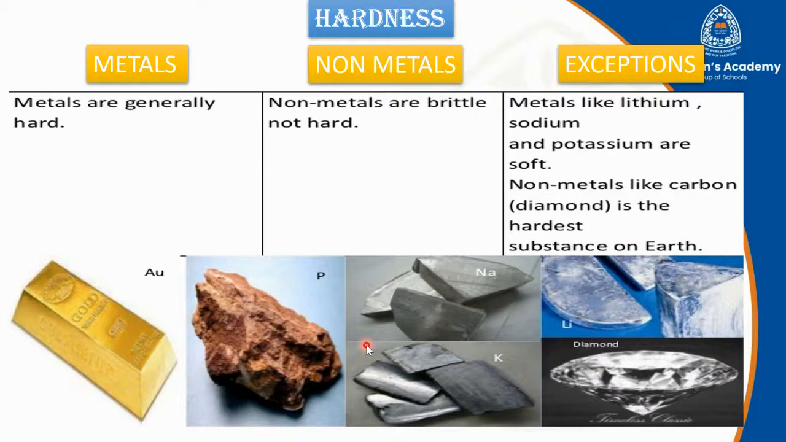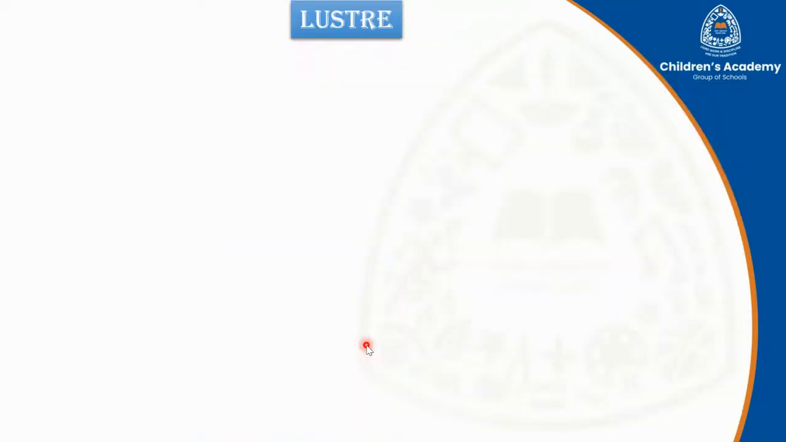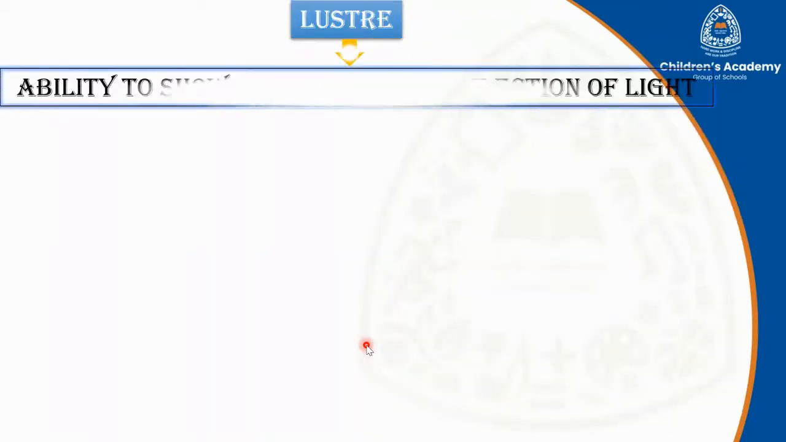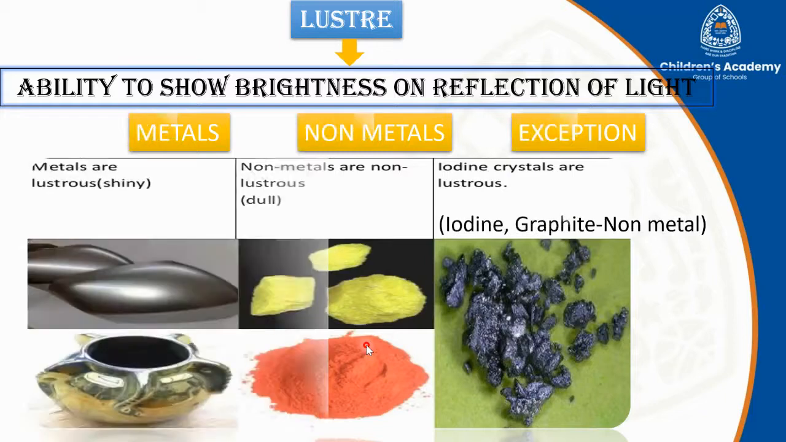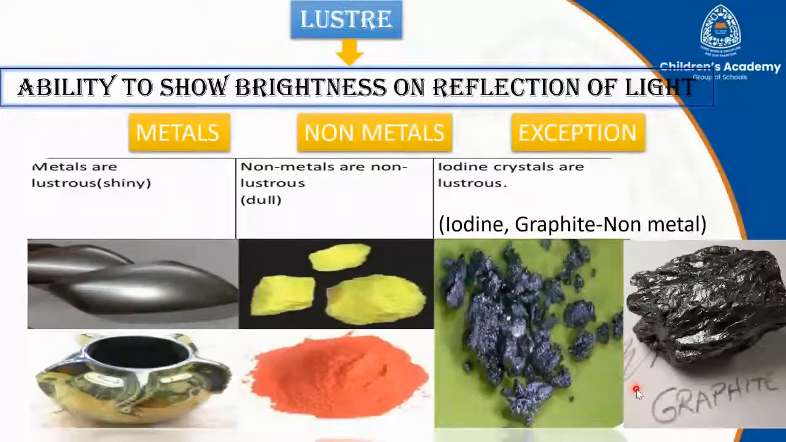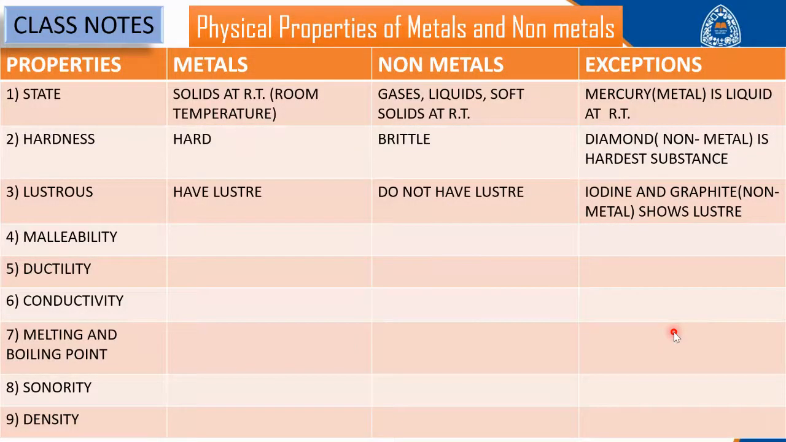Have a look at the next property, that is luster. It means the ability to shine on reflection of light. Metals are lustrous while non-metals are non-lustrous or dull. Exception: iodine and graphite, which are non-metals but still show luster. Note down the points. Make sure you have noted down these three properties in this way.